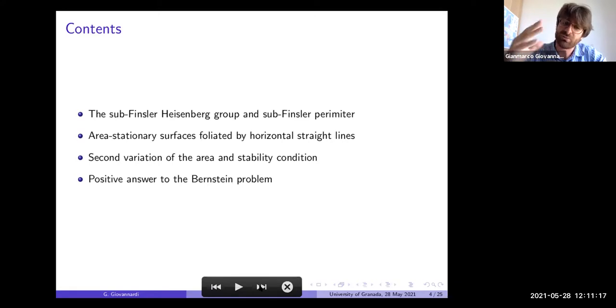And so the equation is different, it is a degenerate equation, it is not elliptic, it is degenerate. And if we want to solve the Bernstein problem, we have to look for surfaces. Of course, we have to look at the second variation and at the notion of stability. And with the study of the second variation and of the notion of stability, we are able to give a positive answer to the Bernstein problem in this setting.